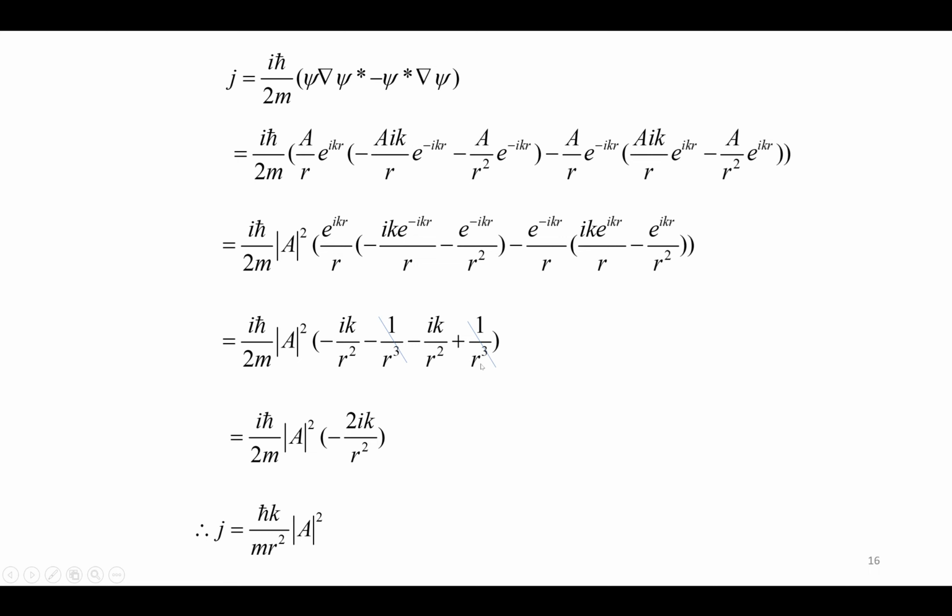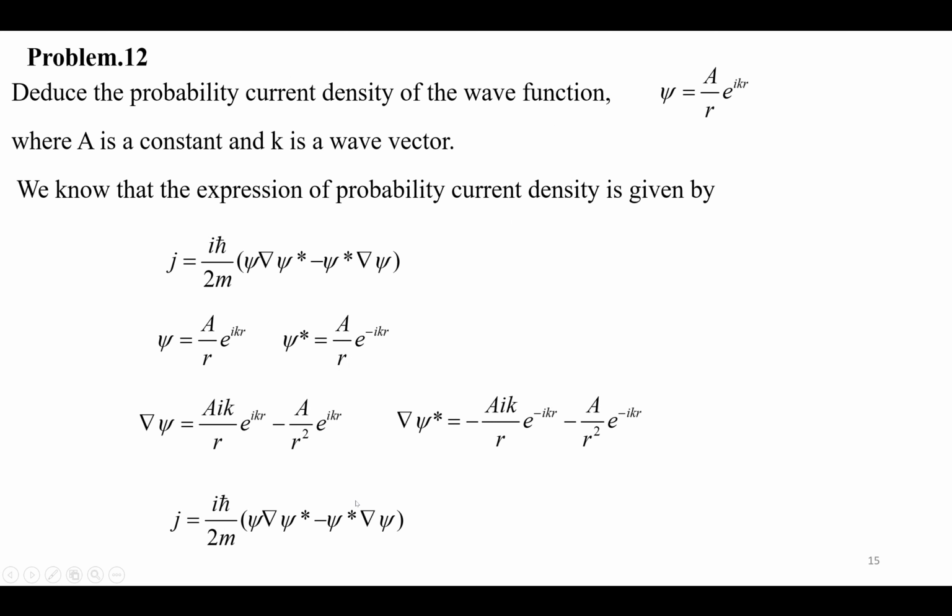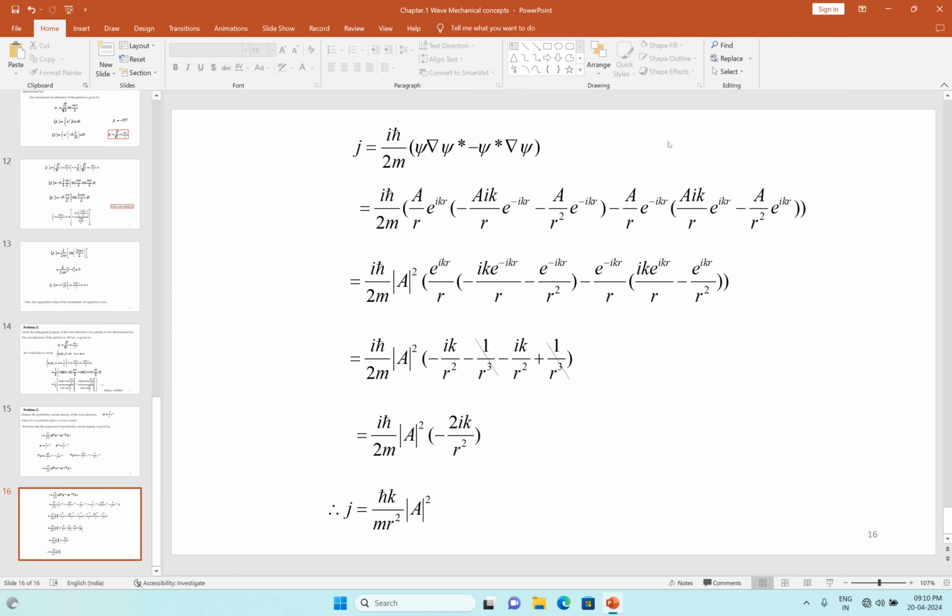So the second term and the fourth term will cancel. The remaining terms can be added, and you will get minus 2ik by r squared. So we get i into i squared minus 1, already one minus is there, so we have plus. The h bar and k I have brought inside, so in front you have h bar k divided by m r squared, since these two and these two cancel, mod A squared. This is the expression for the probability current density of the wave function. So that's all. We will see in the next class.